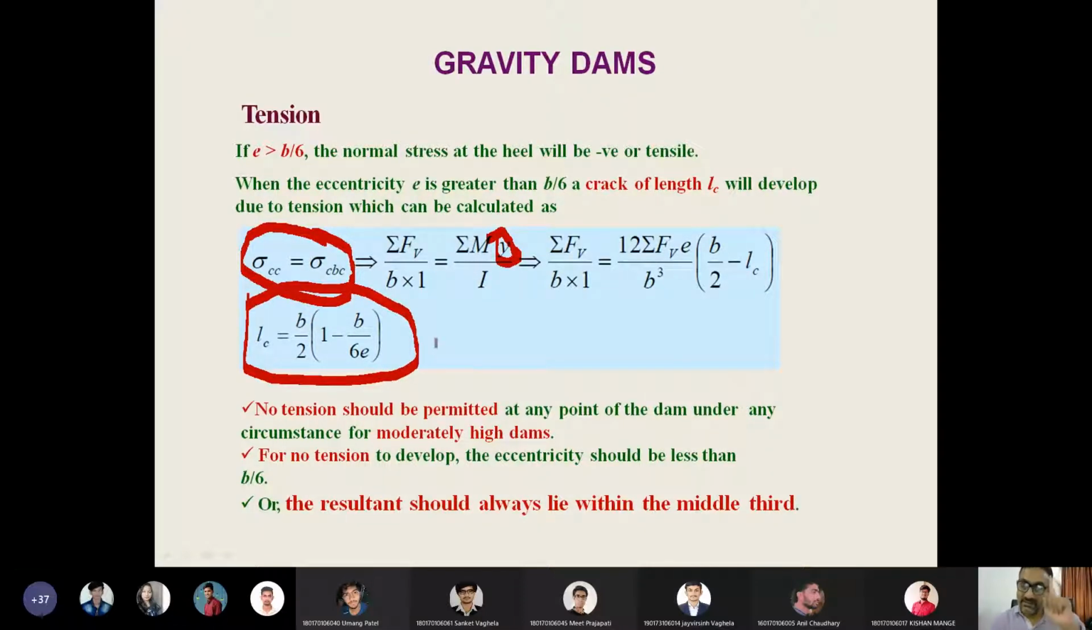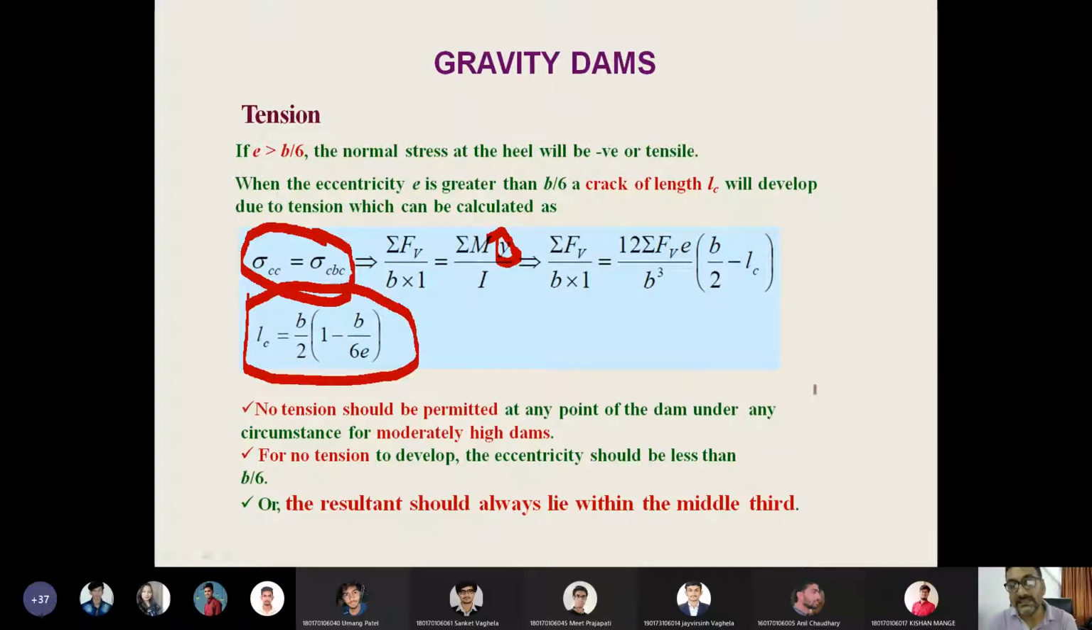Many a time, like in the uplift pressure calculation, I have given you the length of the tension crack LC directly. But that length of the tension crack can be calculated using this equation, and as per this LC, the uplift pressure diagram would change. Are you getting it? So that uplift pressure diagram would lead to a kind of failure because of this tension crack which has been generated.